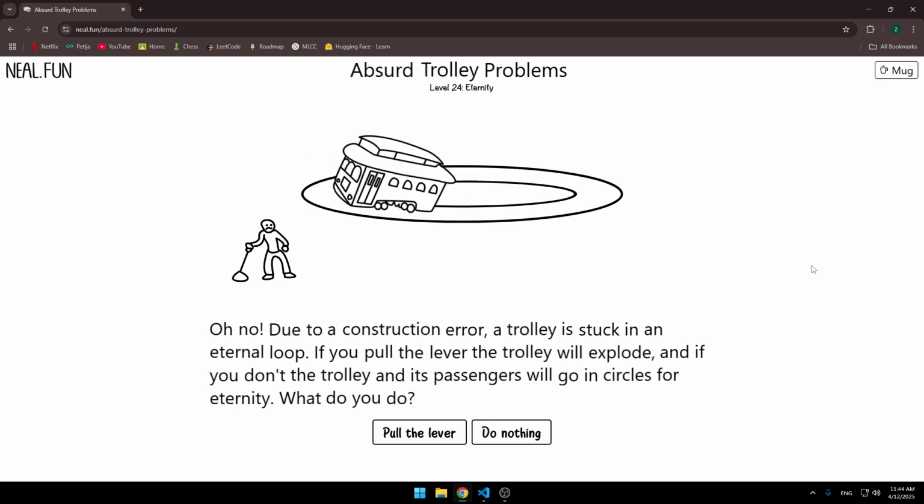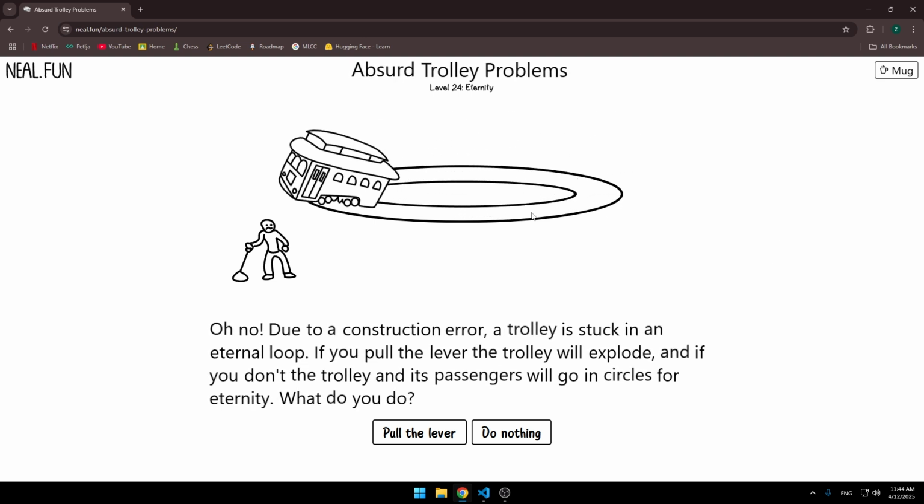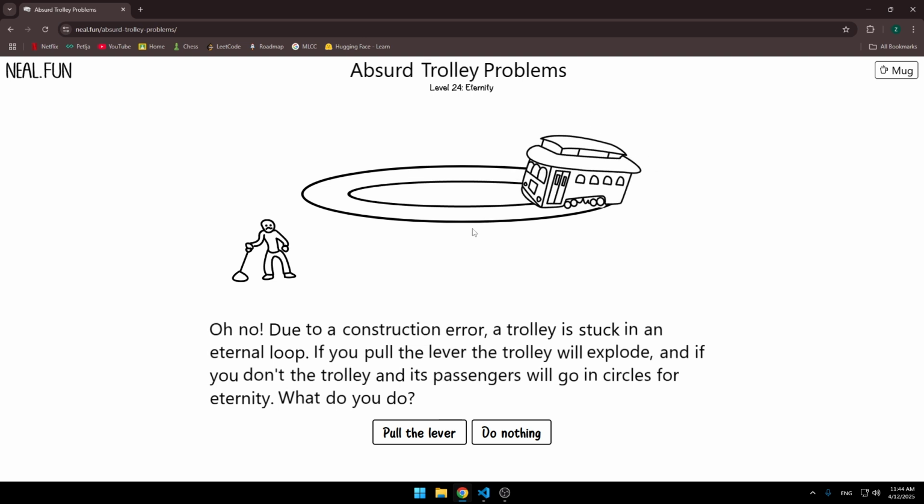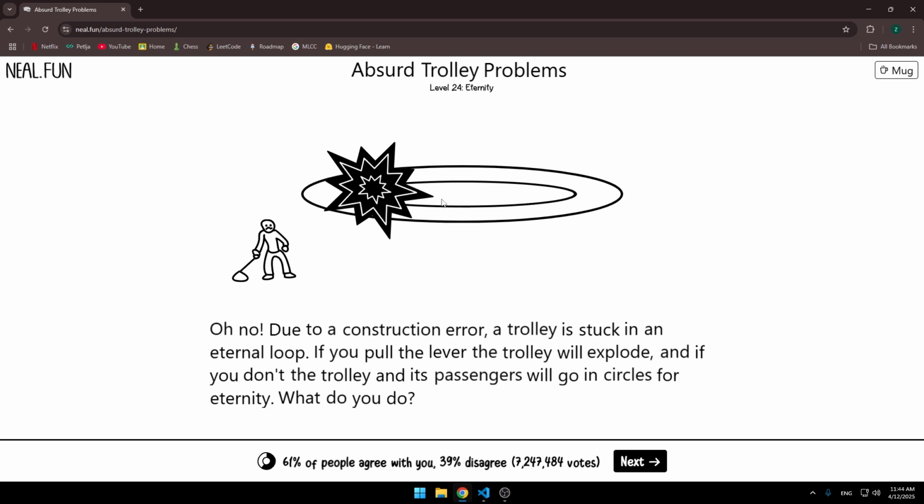Pull the lever. Eternal suffering is a fate worse than explosion. A quick end, however grim, is preferable to an endless, pointless loop. Beautiful. Oh, look at the cool boom animation.